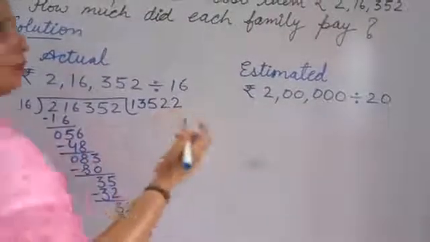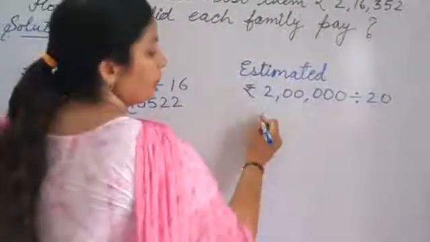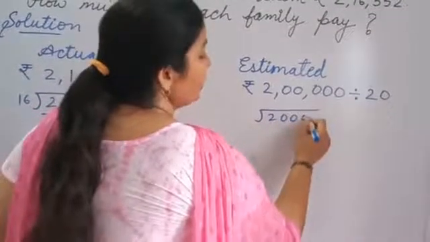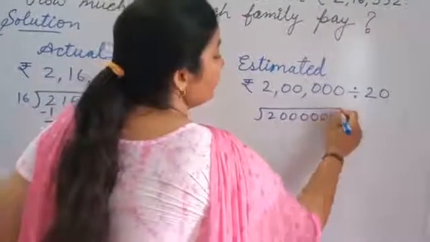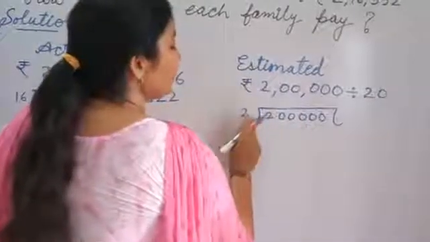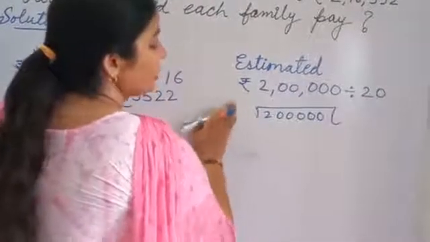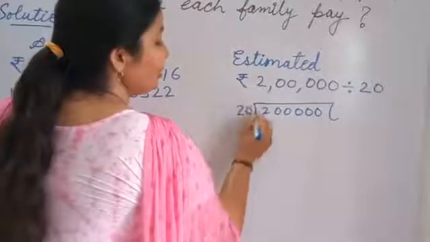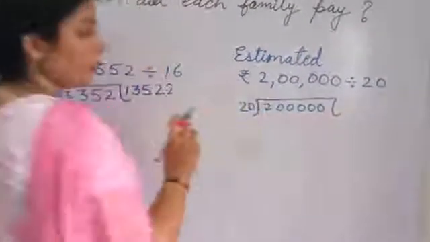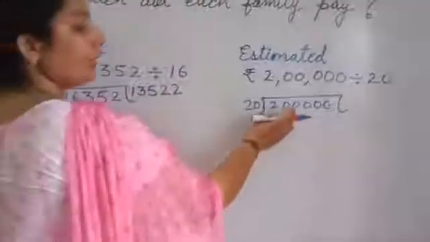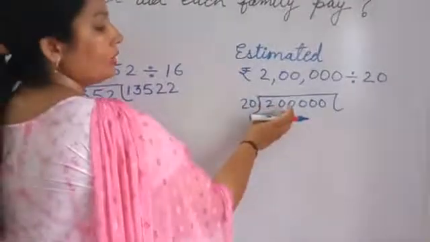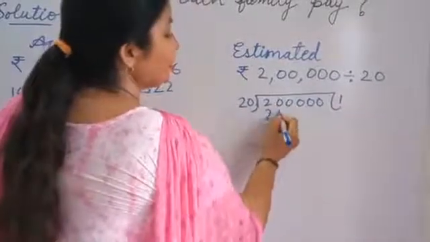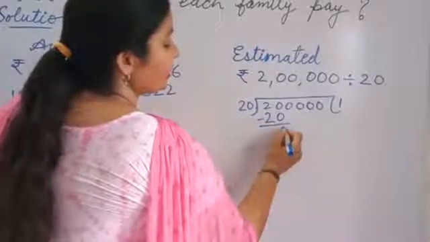According to estimation, what is there? Again we will do 2 lakhs divided by 20. The 20 table is very easy. We should recite the table of 2 and with that we will take 0. That becomes the 20 table. Now we will take 2 digits because there are 2 digits, so there also we will take 2 digits. So 20, 20 ones are 20. Finish. Your remainder is 0.